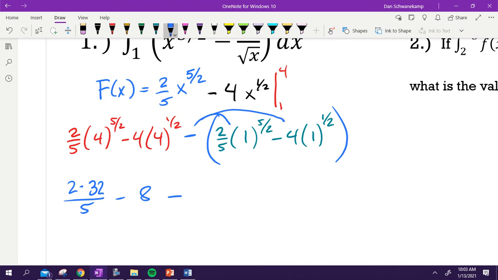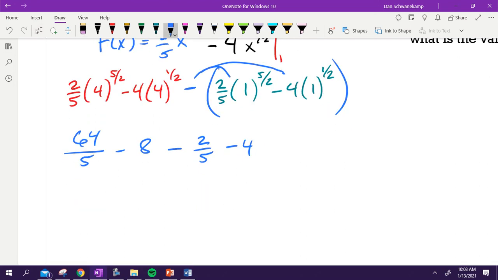So minus 1 to the 5 halves is 1. Times 2/5 is 2/5. 1 to the 1/2 is 1. Times 4 is minus 4. 2 times 32 is 64. What I like to do here is then combine the fractions. So 64/5 minus 2/5 is 62/5.